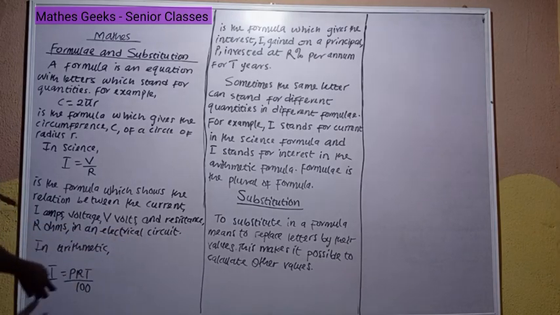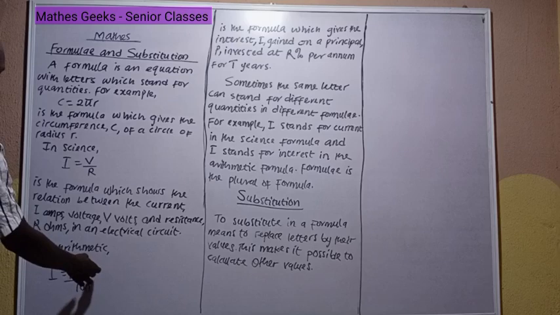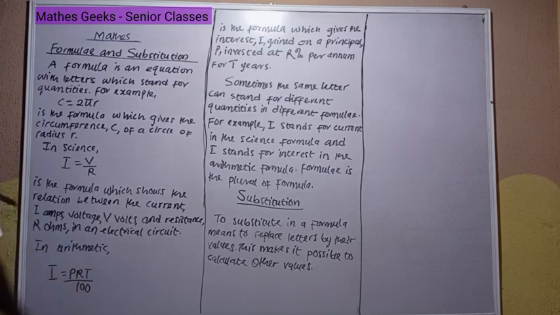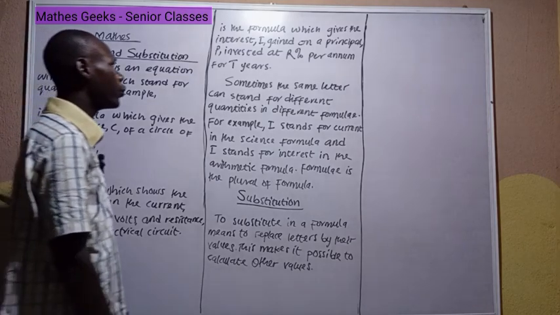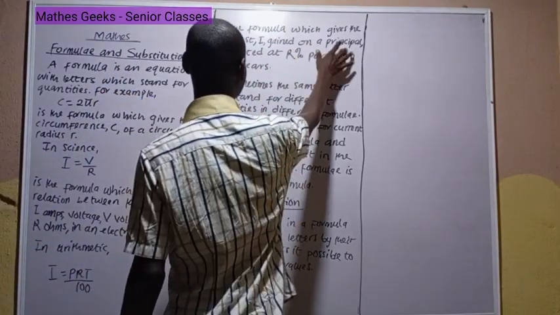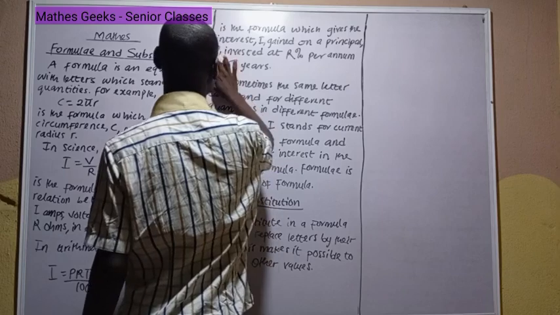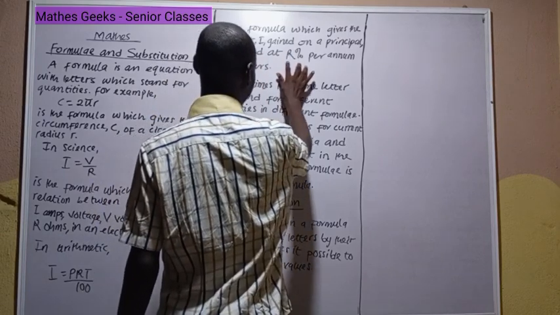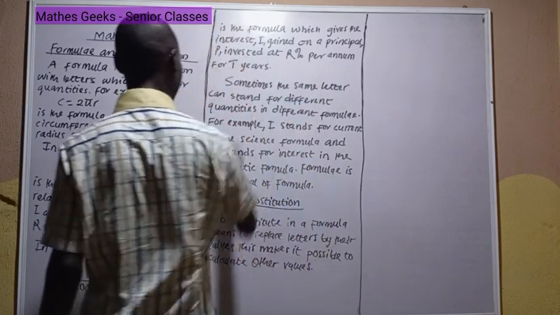In arithmetic, I is equal to PRT over 100, and this is a formula for interest. So I equals P times R times T over 100 is the formula which gives the interest I gained on the principal P invested at R% per annum for T years.